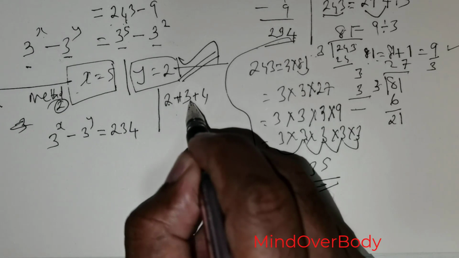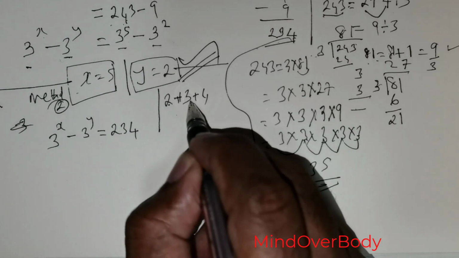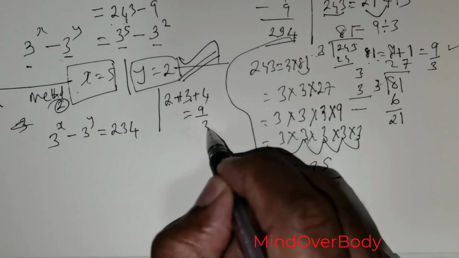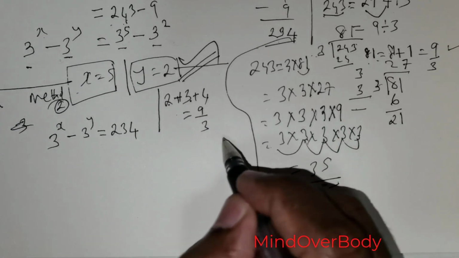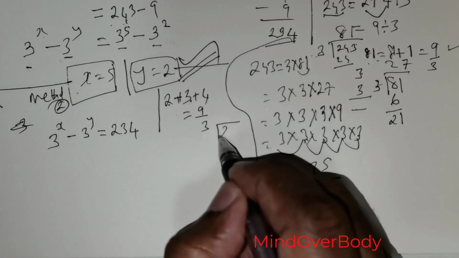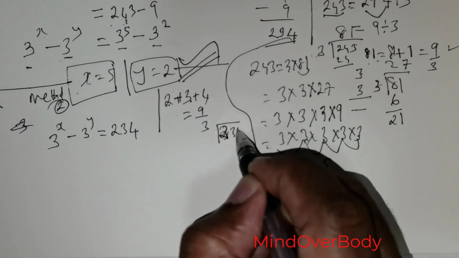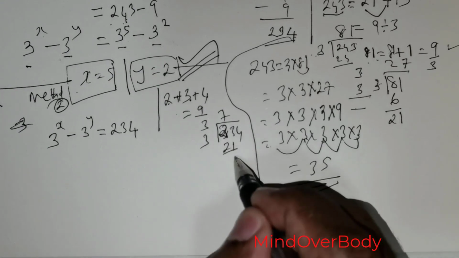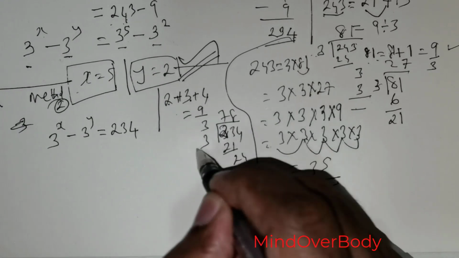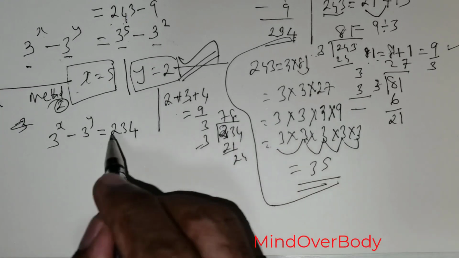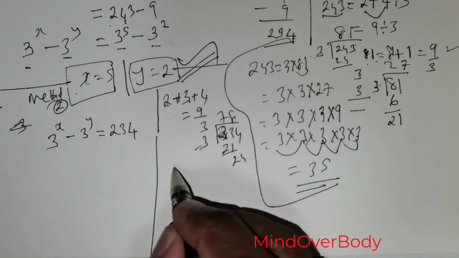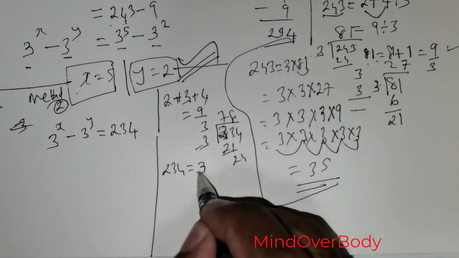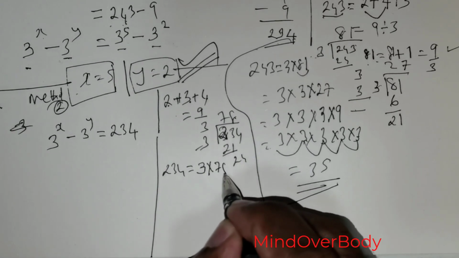Now 2 added with 3 gives me 5. 5 added with 4 gives me 9. Clearly 9 is divisible by 3. So that would mean I can divide 234 by 3. So let me see how many times. 7 3s are 21. I get a 2 and a 4. So 8 3s are 24. So I need a rough column. So 234 can be written as 3 times 78.